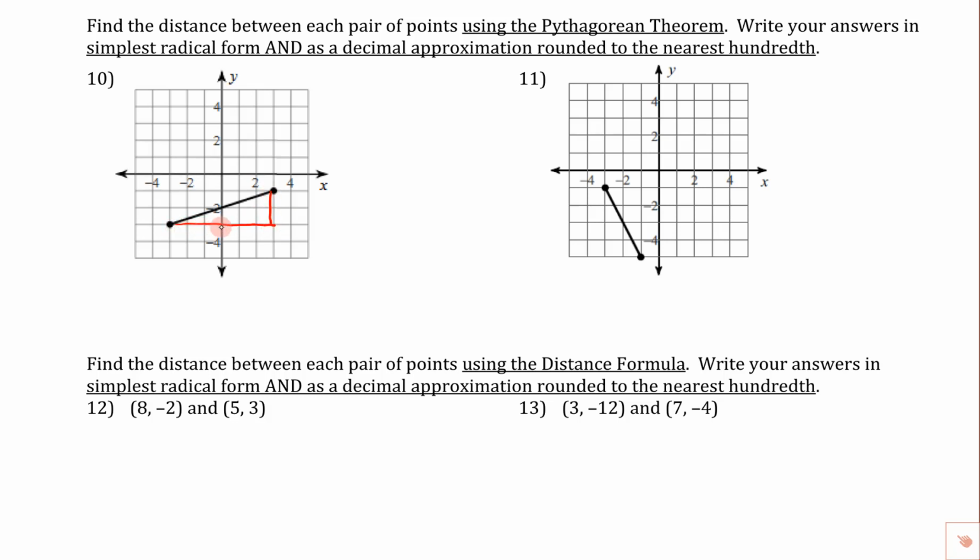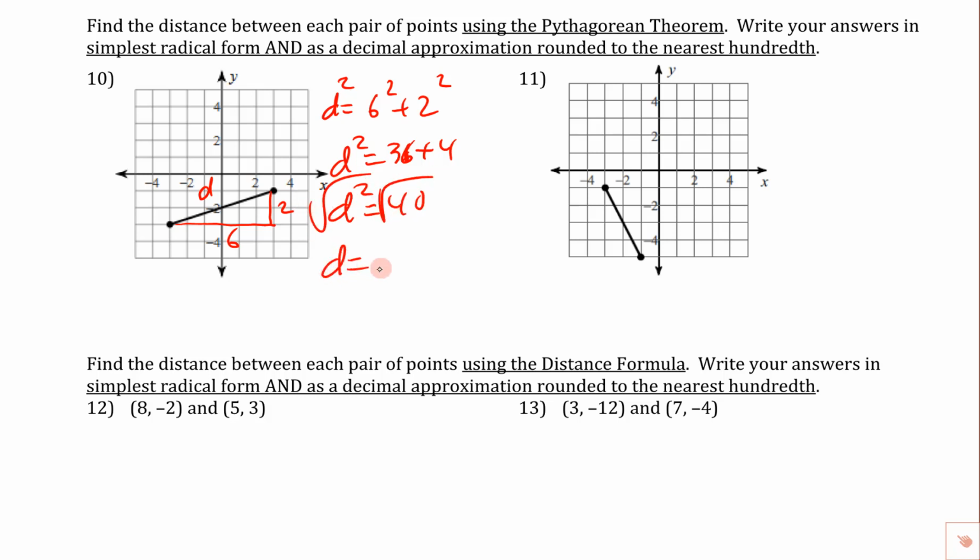spaces. 1, 2, 3, 4, 5, 6. So this is a 6 and this is a 2. And we're going to label that as the distance. So we're going to do d squared equals 6 squared plus 2 squared. So d squared equals 36 plus 4. So d squared equals 40. So we're going to take the square root of both sides, and we're going to get d equals the square root of 40, but we've got to write it in both forms, simplest radical form and as a decimal approximation.